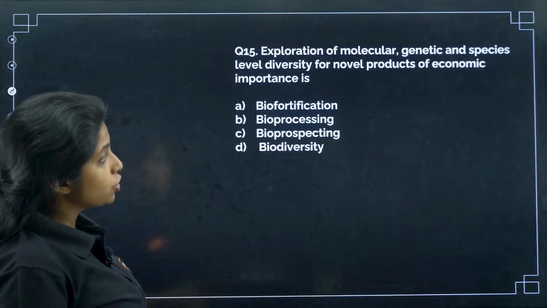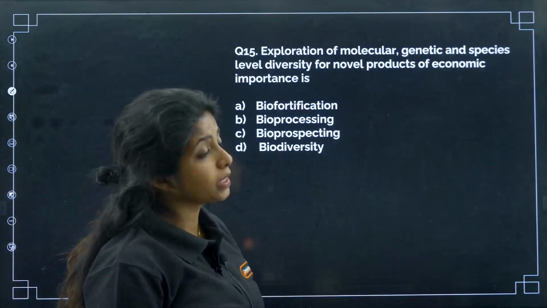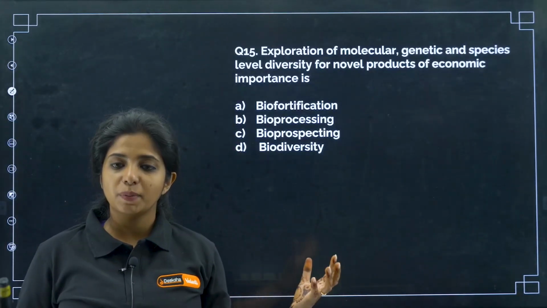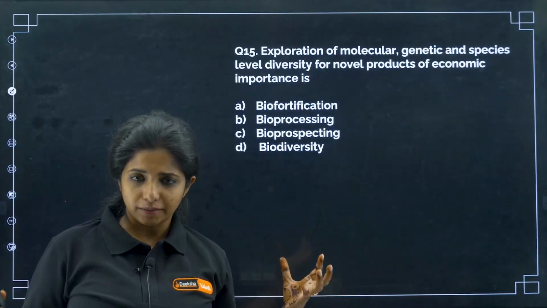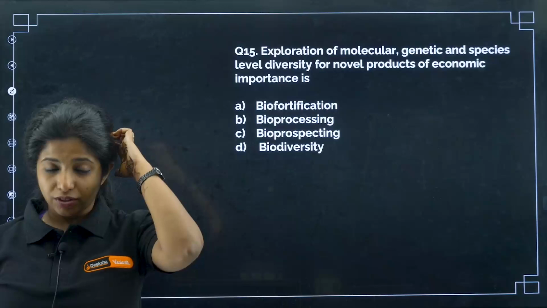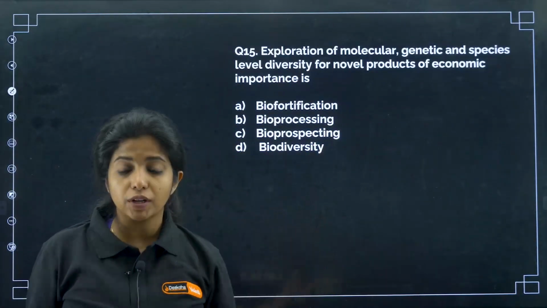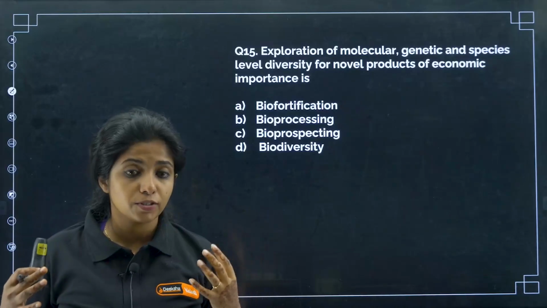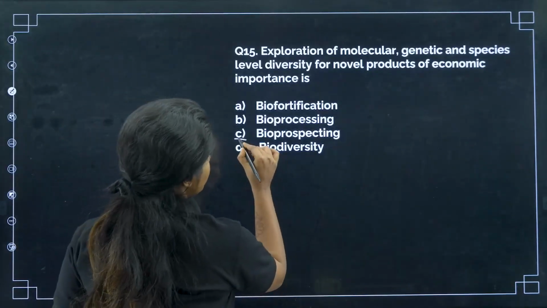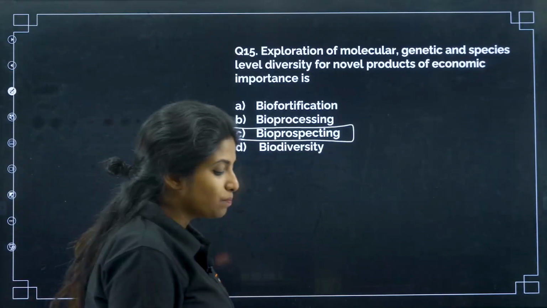Next question: exploration of molecular, genetic and species level diversity for novel products of economic importance is. When you're exploring all these aspects of a product, molecular, genetic and species level diversity, for new products of economic importance, what do you call this process? You call this bioprospecting.